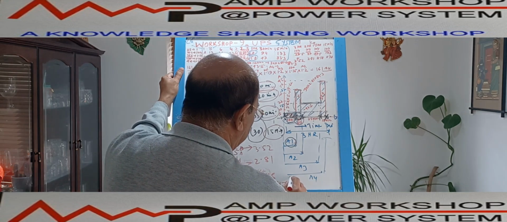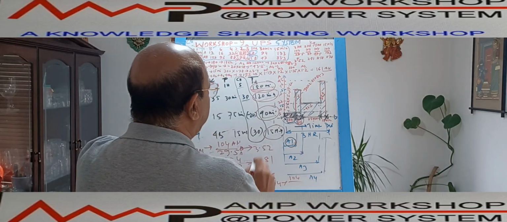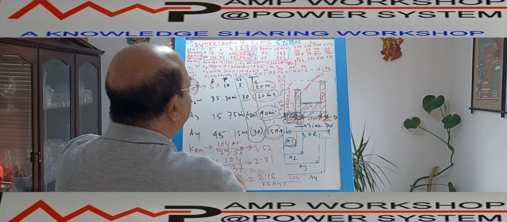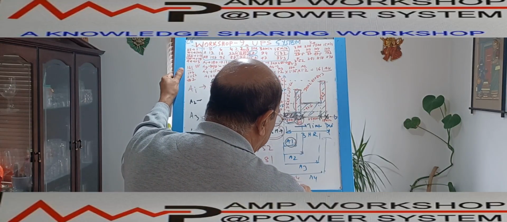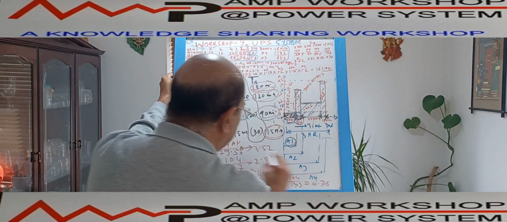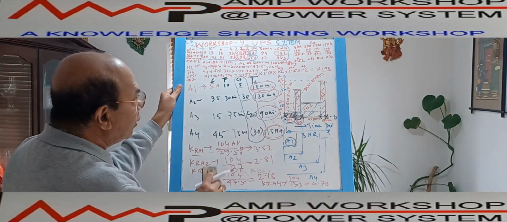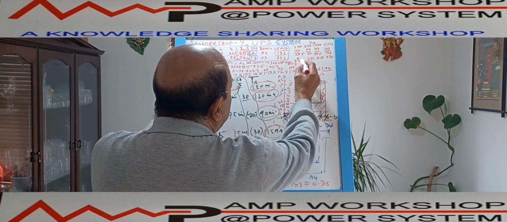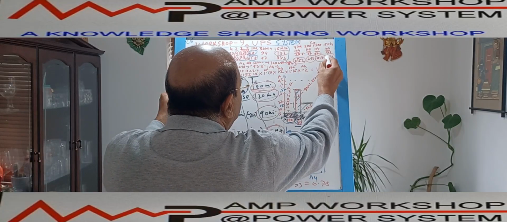Similarly, if you calculate KR A4, how much? 104 is the rated capacity of the battery, and for this particular battery, if you discharge in 15 minutes, it is giving 133 ampere. So we divide by 133, and this will give 0.078. So this is the factor for the fourth section. Now I have noted down those factors over here. You can see 3.52, 2.81, 2.18, 0.78.